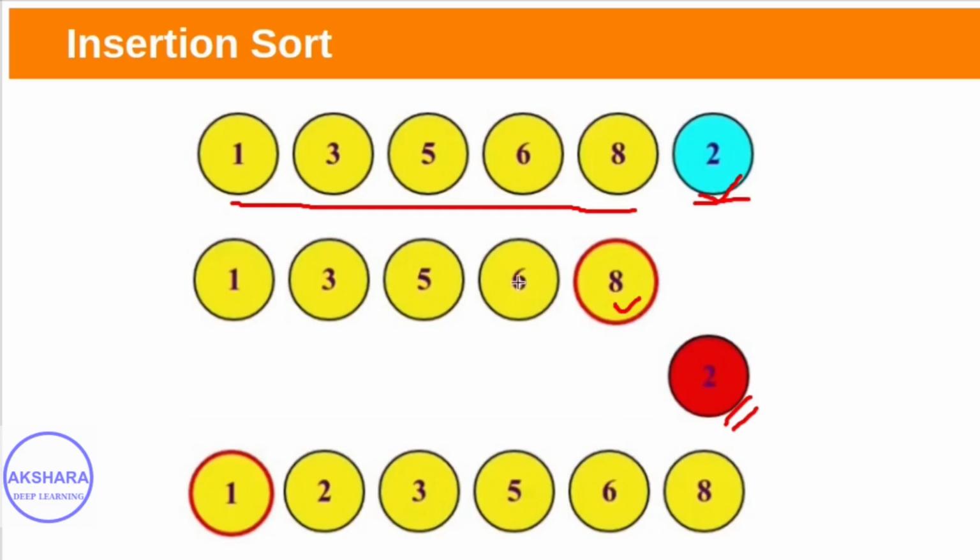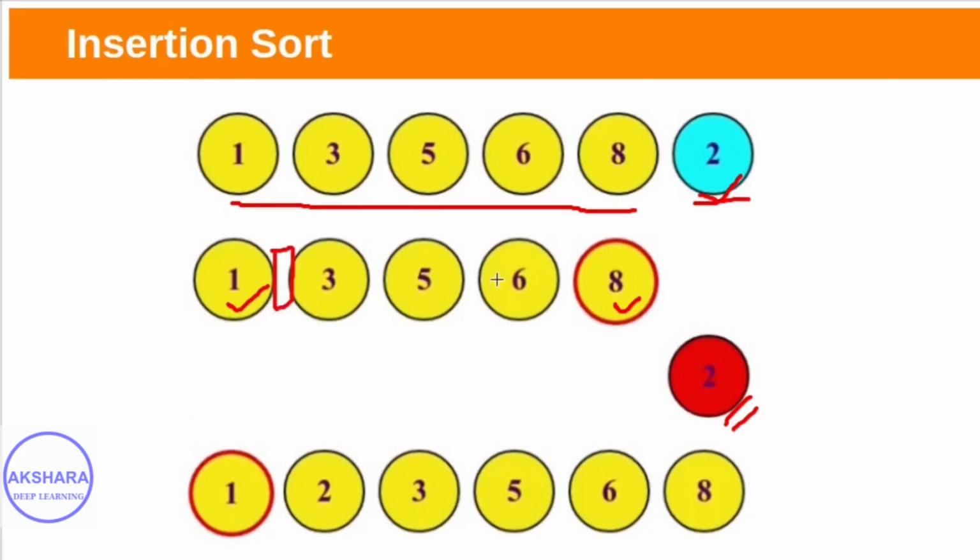Again 2 will be compared with 6. 6 is also greater than 2. So 6 will be shifted one position right. 5 is also greater than 2. 5 will be shifted to the right. 3 is also greater than 2. 3 will be shifted to the right. But see here, this 1 is not greater than 2. So this 2 will be inserted at this position after this 1.